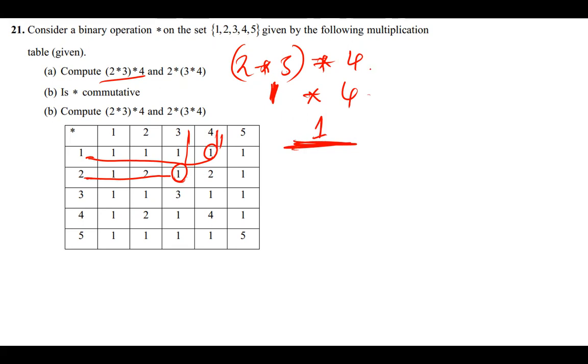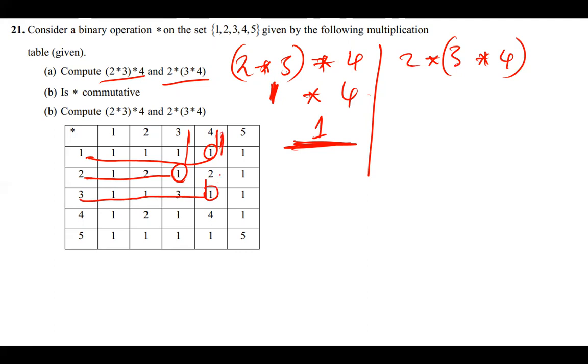Let us also find this other part, which is 2 star (3 star 4). So we start with what is in the brackets. 3 star 4. The meeting point of 3 and 4 is this one, which is 1. So you have 1 there, then you have 2 this side. So we find 2 star 1. So 2 star 1, let me erase this.